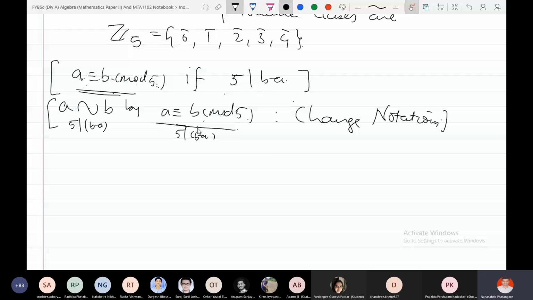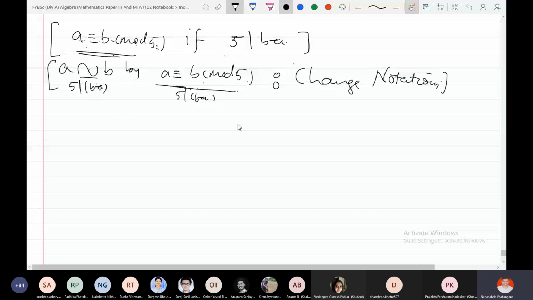Is it clear? Yes, sir. Initially I defined some relation on integers and I found that it is an equivalence relation. But I am just using a different notation for the same relation. I am not doing anything else. So this tilde is replaced by the congruence relation. Is it clear? Yes, sir. Very good. And therefore, I found that there are 5 equivalence classes.